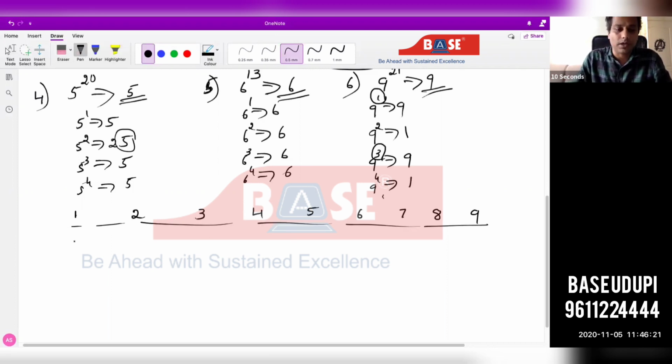All right. 1 power 1 is 1. 1 power 2 is 1. 1 power 3 is 1. 1 power 4 is 1. Okay, 2. 2 power 1 is 2. 2 power 2 is 4.